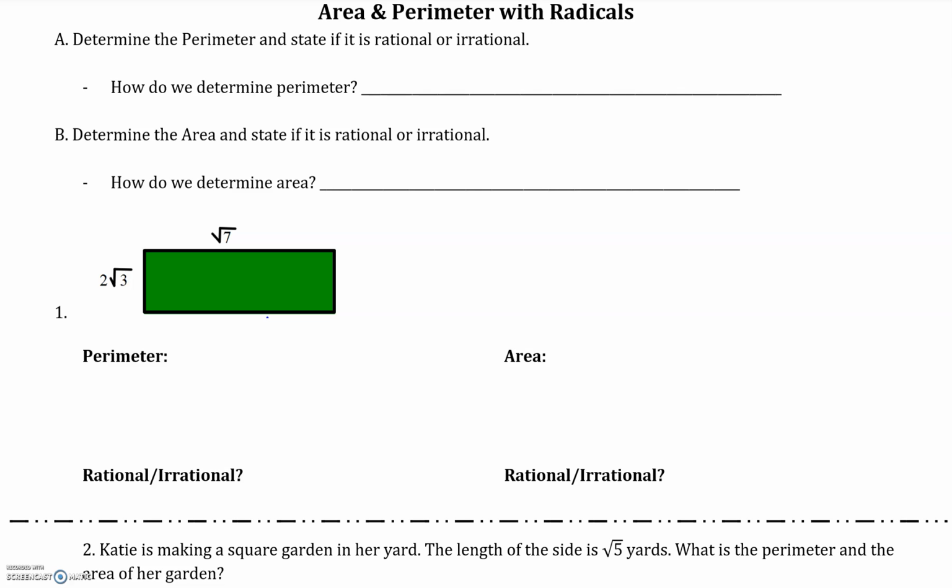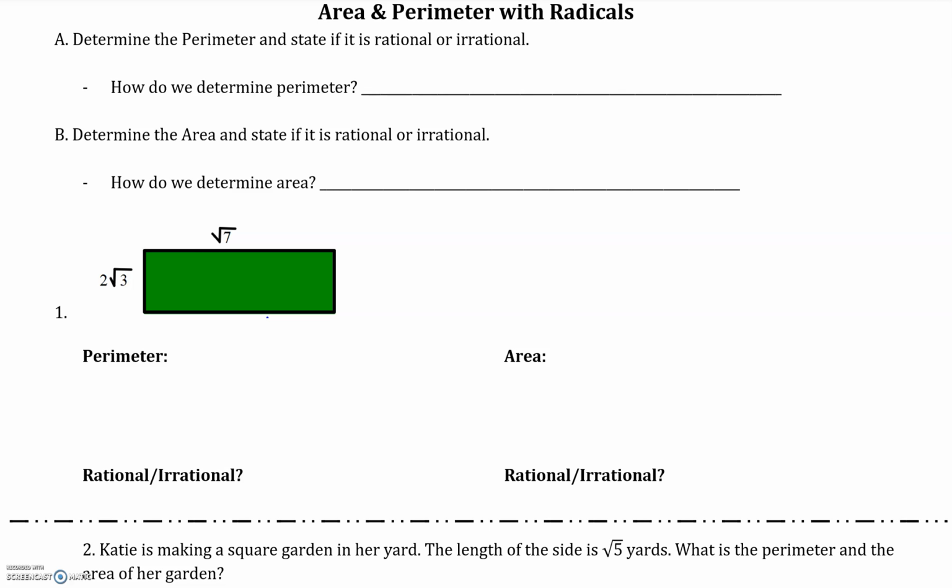Welcome to solving word problems that are area and perimeter that involve radicals. Let's just start by remembering how we do a perimeter problem. So determine the perimeter and state if it's rational or irrational. We're going to determine the area and state whether it's rational or irrational. So how do we determine the perimeter?